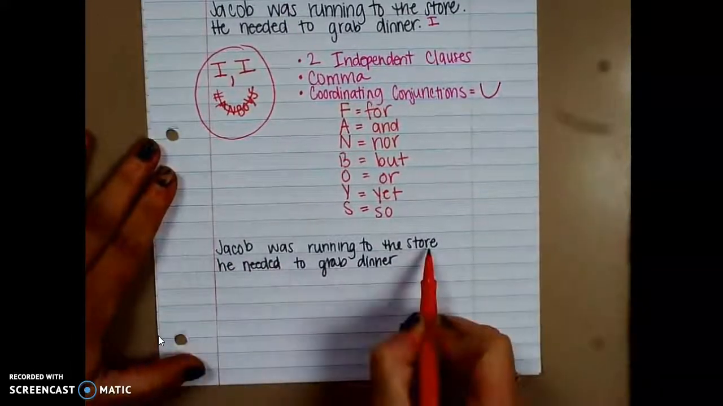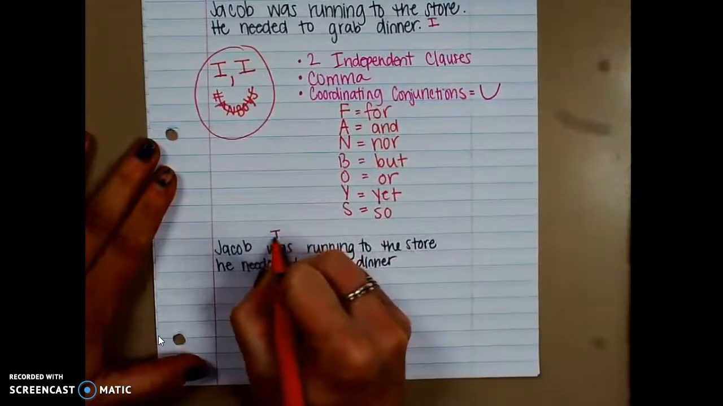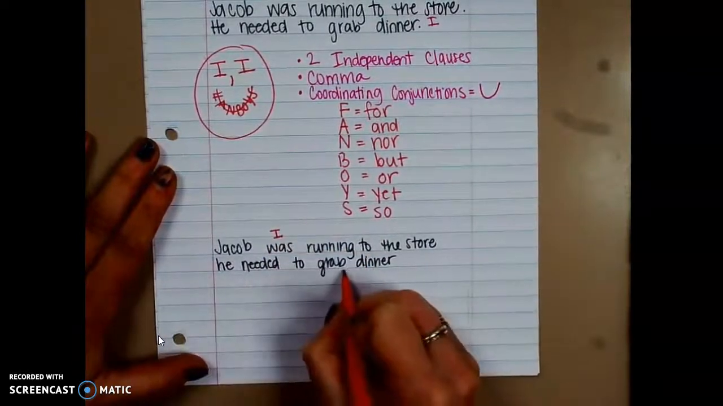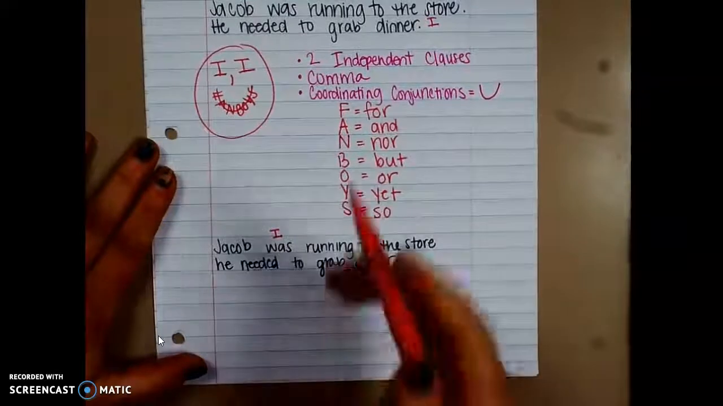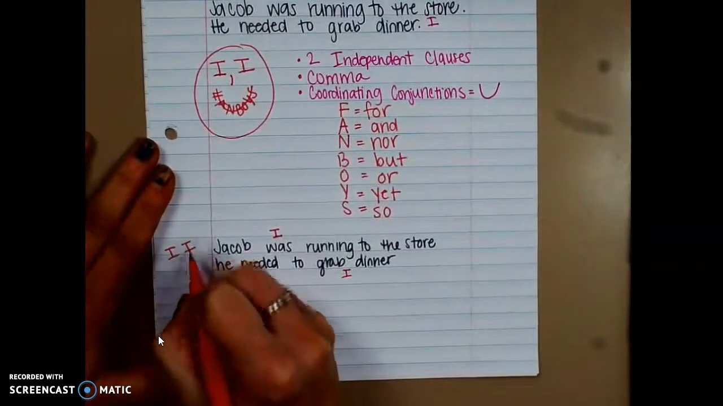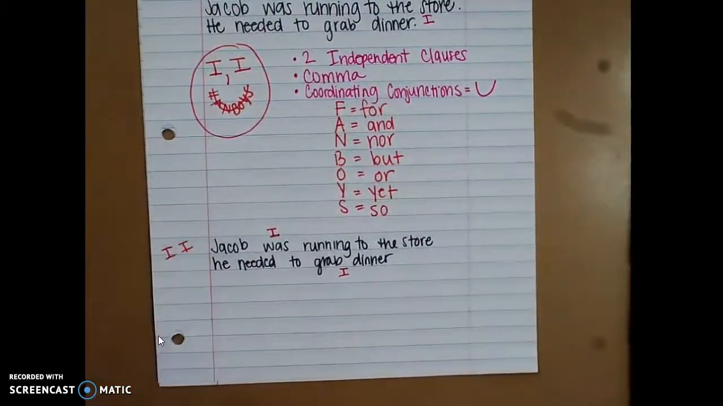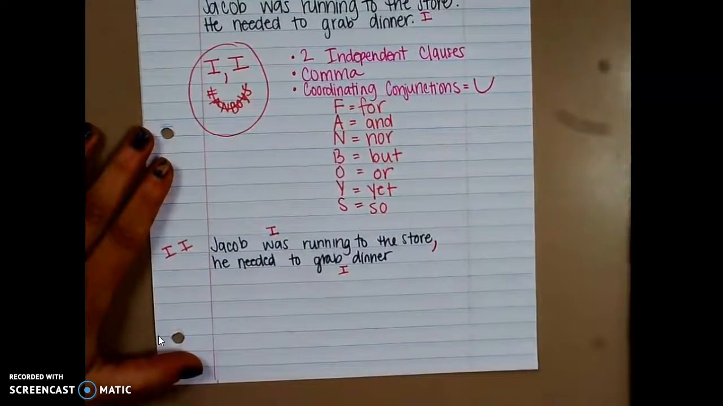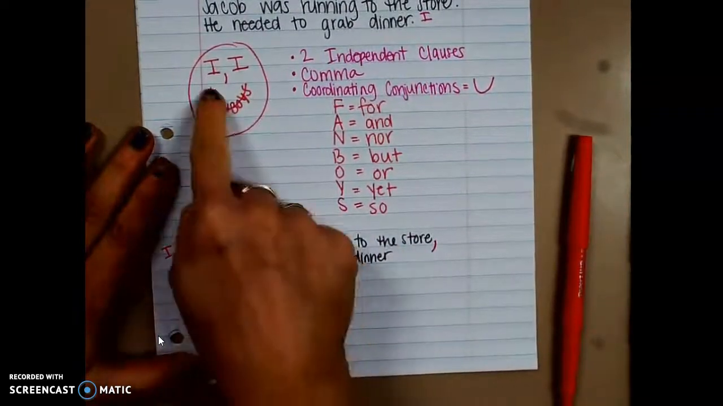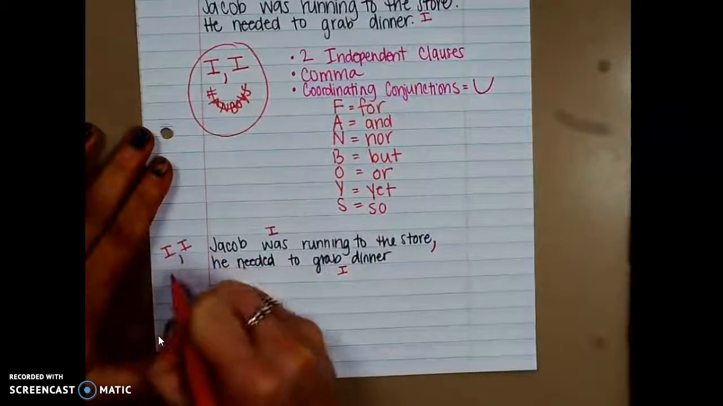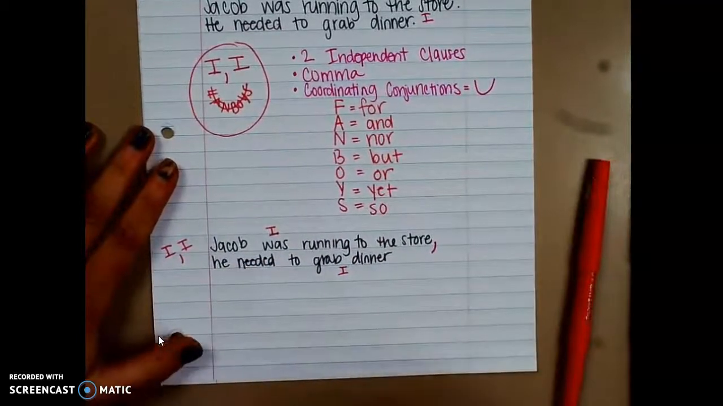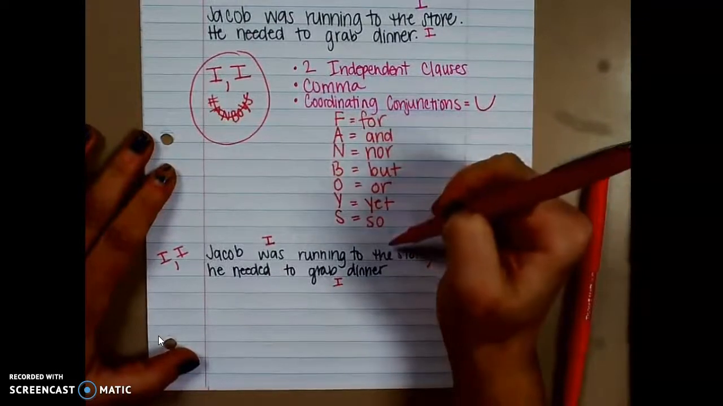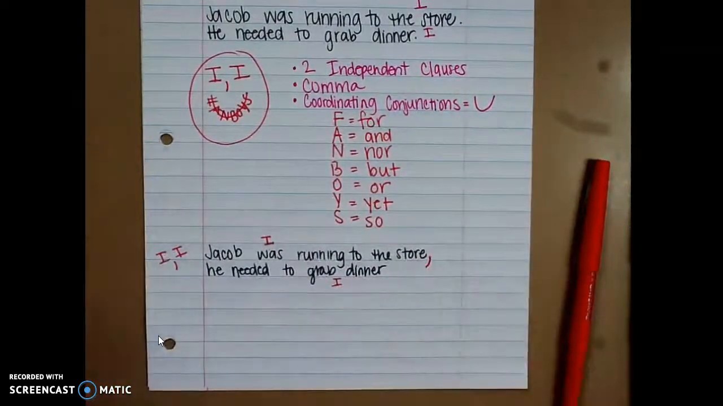Okay? Jacob was running to the store. We've already decided that was an independent clause. He needed to grab dinner. Also an independent clause. So I have two eyes, and now I'm missing a nose. On your own face, from the top, your nose comes before your mouth. So my nose, or my comma, would come here. Okay, then I need a fanboy. That's what I'm missing. So I have a nose, I need a mouth. I have a mouth to finish my smile. I would pick which one goes correctly. I can't just randomly choose because each of these fanboys have their own meaning.